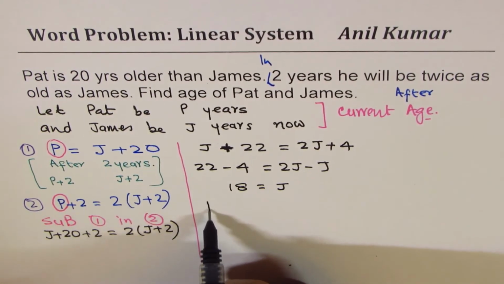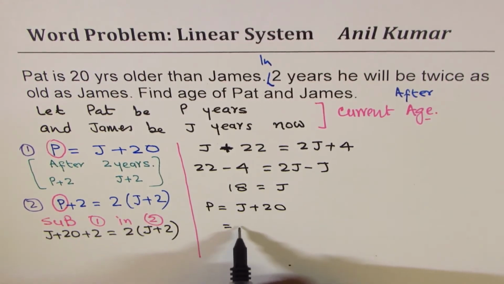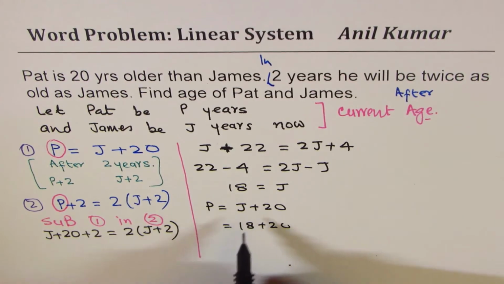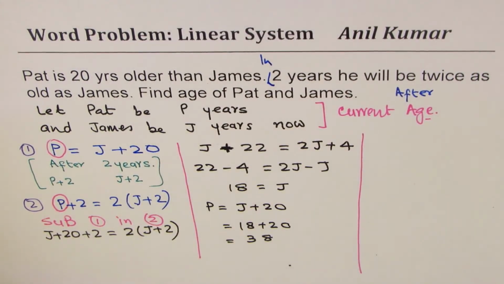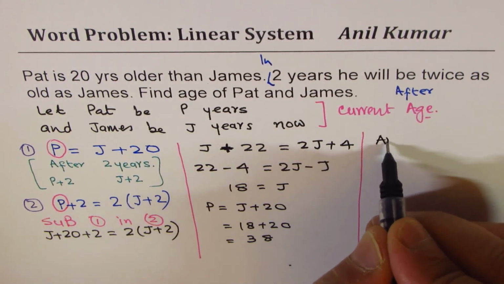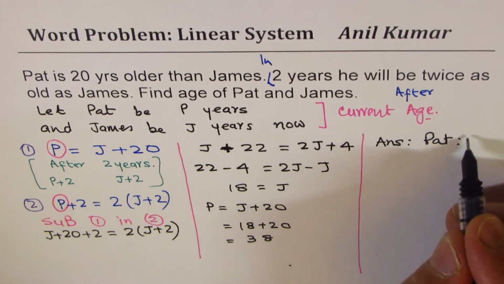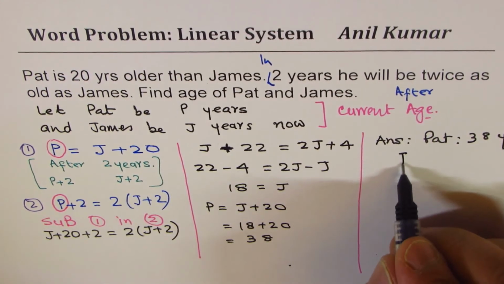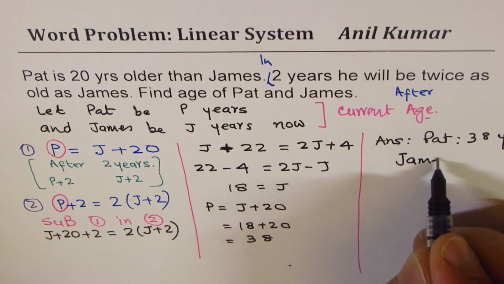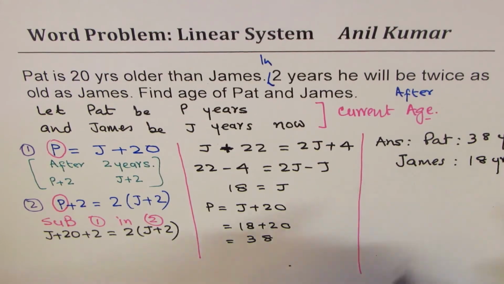And what should be P? P should be J plus 20, and therefore 18 plus 20 is the age of Pat, which is 38, correct? So we get our answer. So now we can write down our answer, which is: Pat is how old? 38 years. Okay, let me write in short. And James is 18 years, correct? So we get our answer.